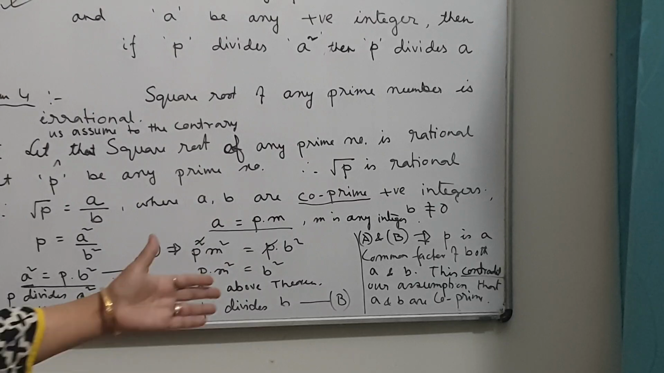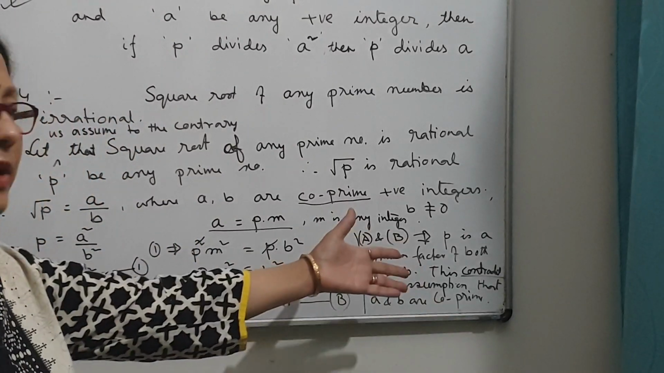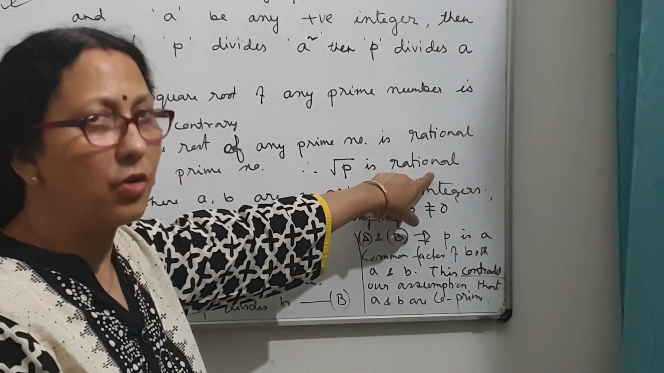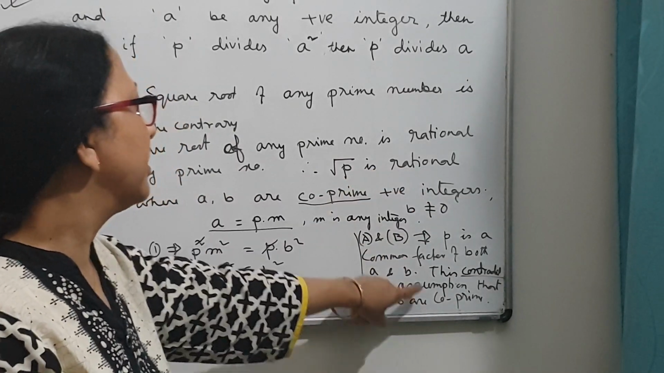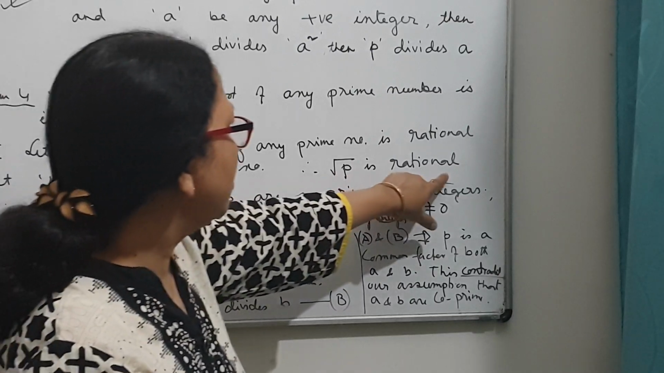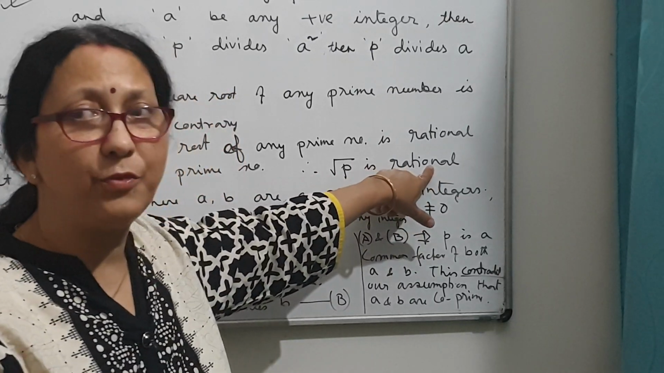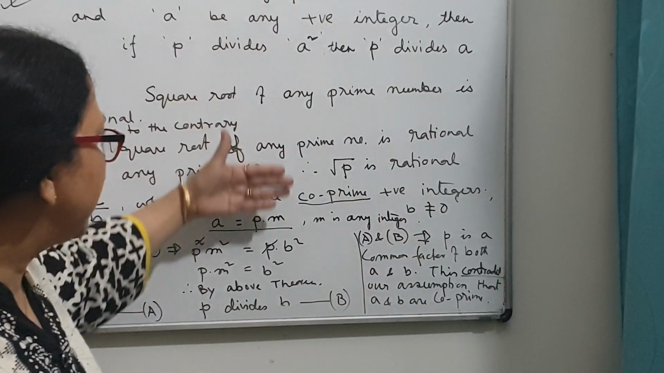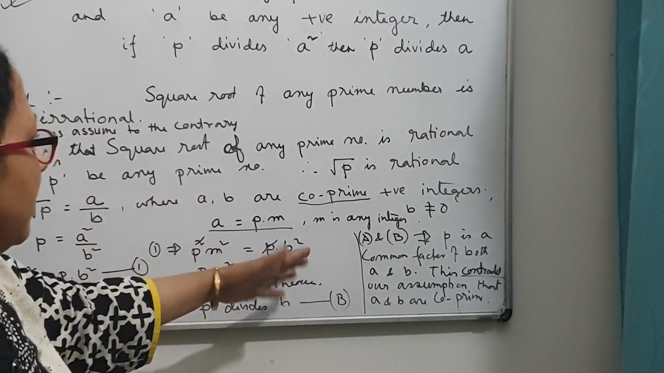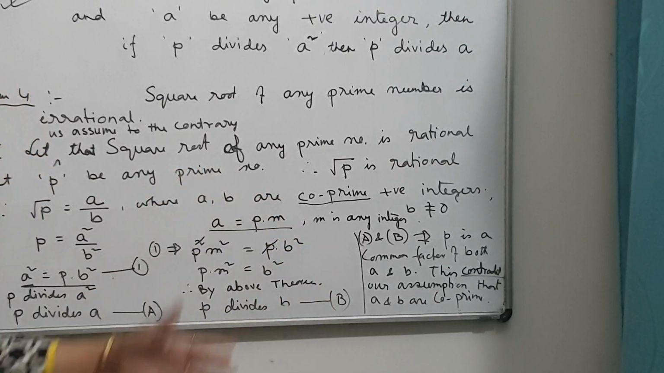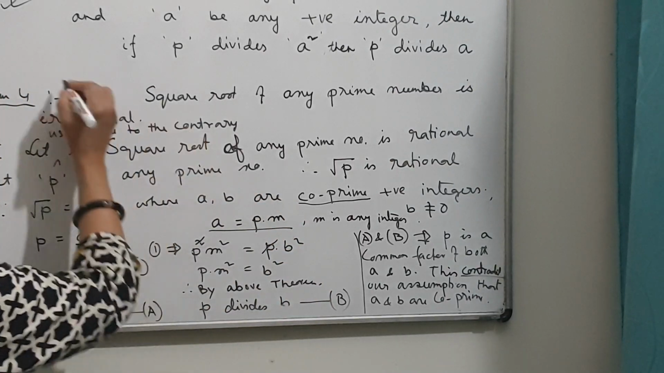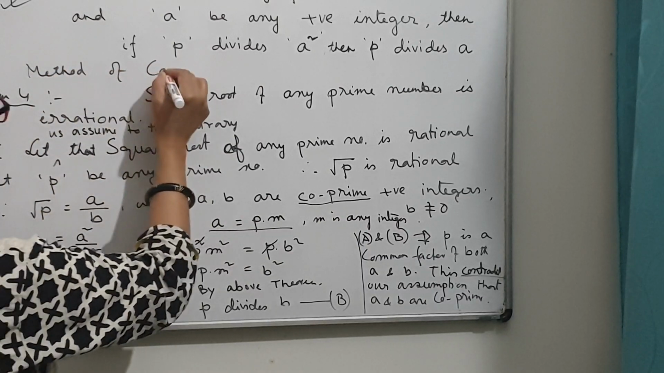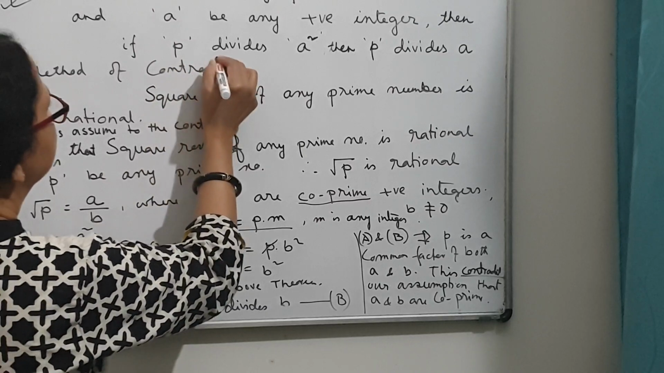So we come to a contradiction. This contradiction arises due to a wrong assumption. What was our assumption? That root p is rational. This is wrong because of the contradiction. That means root p is not rational. Therefore root p is irrational. Hence proved. In this way, this proof is done by the method of contradiction.